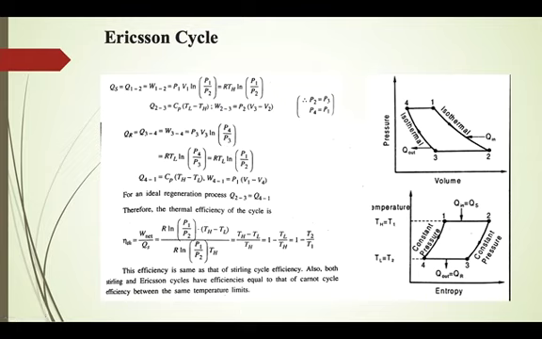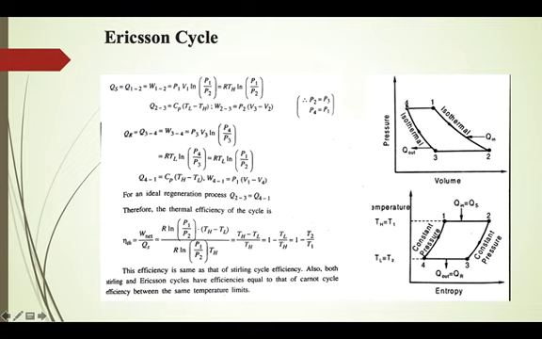Now next is Ericsson cycle. Ericsson cycle was invented by John Ericsson in 1850. Ericsson engine actually works on the principle of Ericsson cycle, which comprises of a regenerator and heat exchanger. Now this Ericsson cycle consists of two isothermal processes and two constant pressure processes.